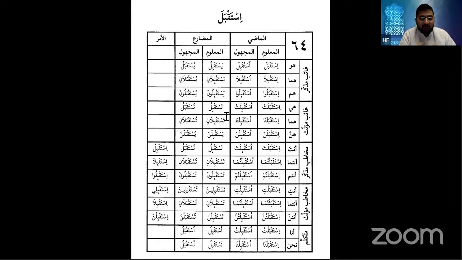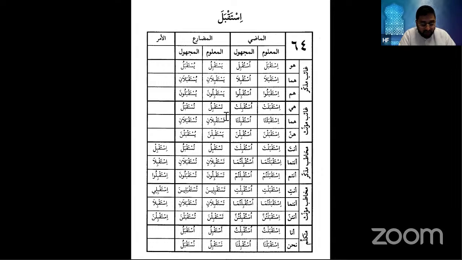Qabila comes in the meaning. So you find words come in different meanings. So qabila means to accept, to agree, to receive, to approve. These are the root words, qabila. But when you add alif, sin, ta, it changes the meaning slightly.